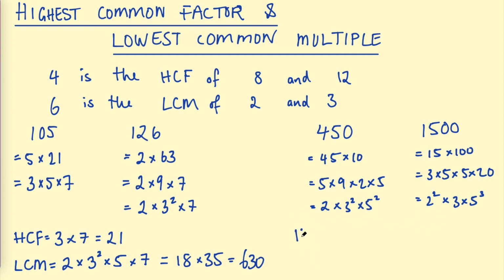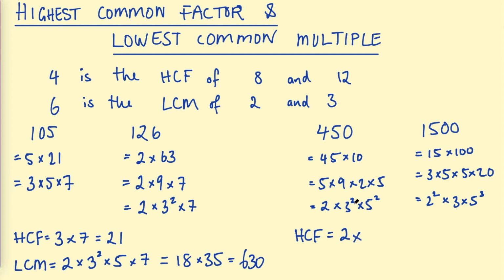Let's go through the process again. Remember, the highest common factor is the primes that are common to both. So here we have a 2 in 450, and we have a 2 squared in 1500. 2 squared is not common to both. Only one lot of 2 is common to both.